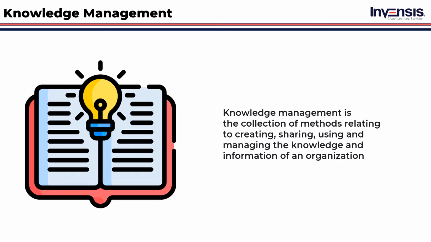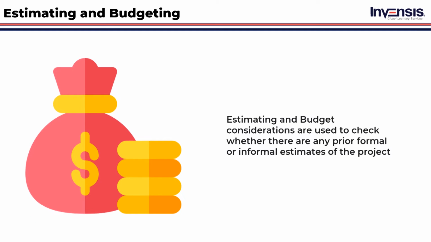Now, let us start with our next consideration, that is, estimating and budgeting. Here each project manager should consider estimating and budget considerations. Estimating and budget considerations are used to check whether there are any prior formal or informal estimates of the project. This consideration is used to check the prior estimating calculations used in the organization, so that it will come in handy while creating new estimates for the project.